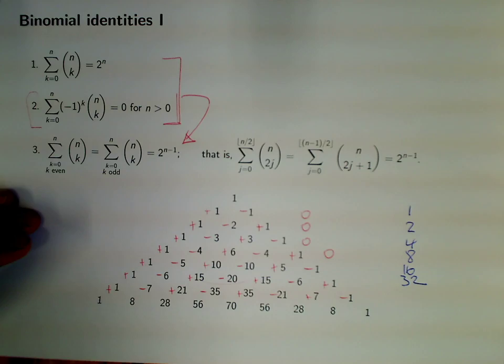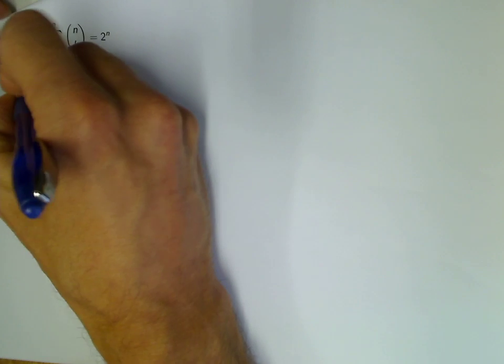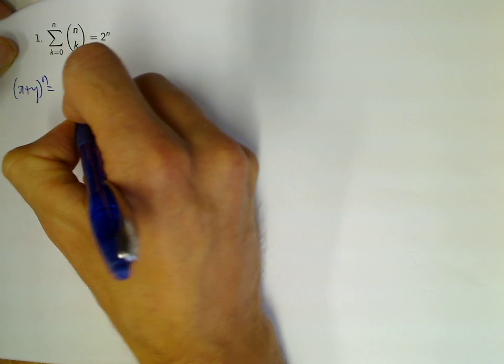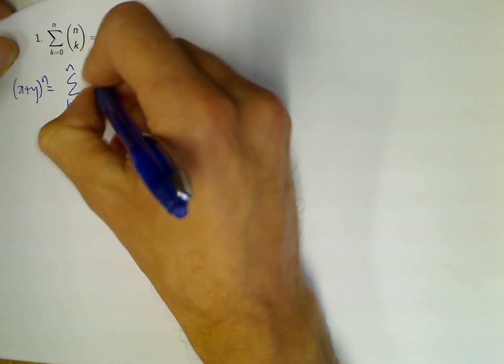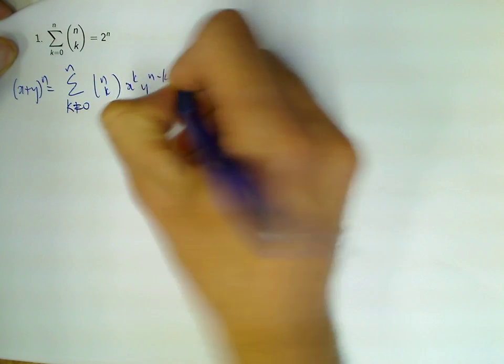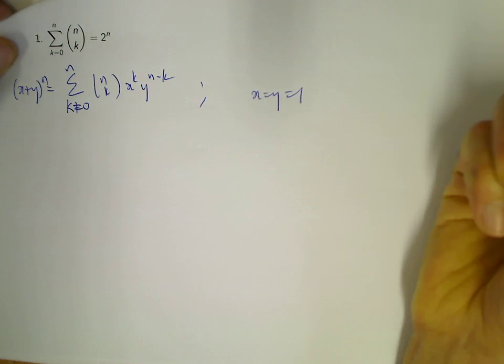Okay, so we've got an idea of what we're going to prove. Let's actually turn to proving them now. So for this first one, one way to do it is to use the binomial theorem. Okay, so remember that the binomial theorem says that x plus y to the n is equal to the sum k equals 0 to n of n choose k, x to the k, y to the n minus k. So what we'll just do is put x equals y equals 1.